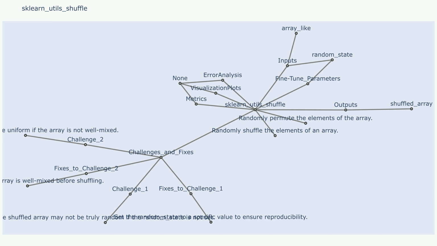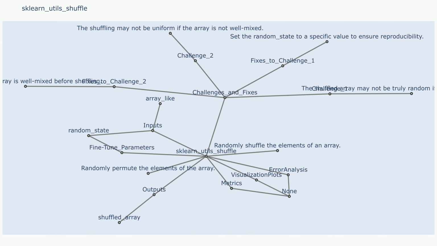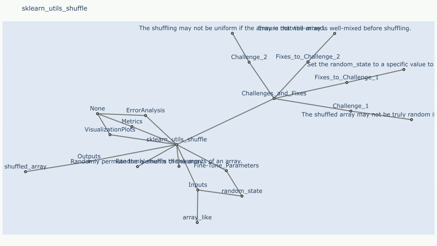Metrics: not directly applicable. sklearn.utils.shuffle is a preprocessing step, and it doesn't directly involve the calculation of metrics like accuracy or precision. Its main role is to randomize data. Visualization plots: not directly applicable. Visualization plots are usually related to model outputs or data exploration, not the shuffling process itself.